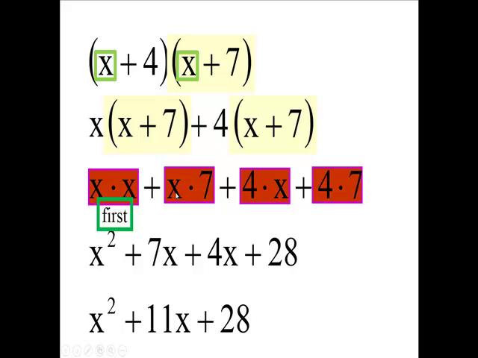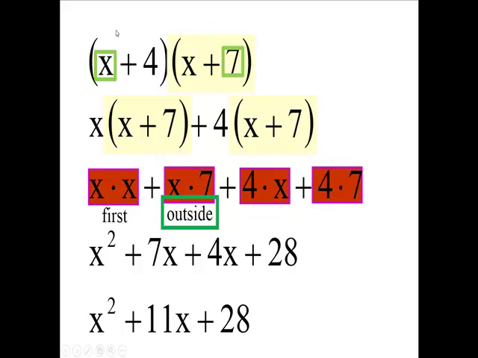Then next I have an x times 7. I'm talking about this x, and this 7. They are the outside terms, aren't they? So, the outside terms. My x and x are my first terms. The x and the 7 are the outside terms.